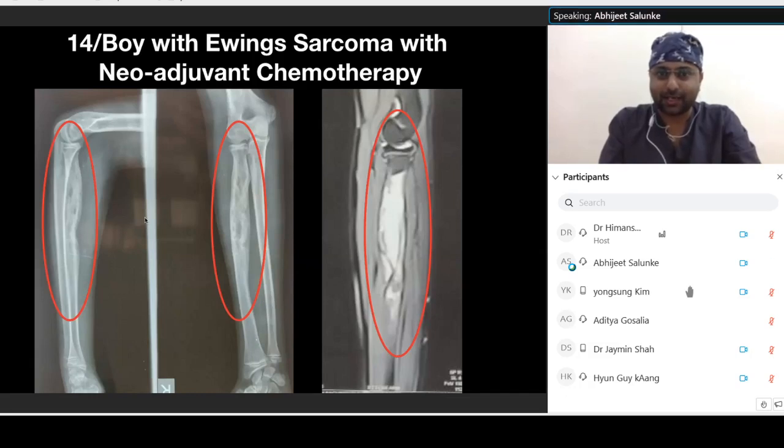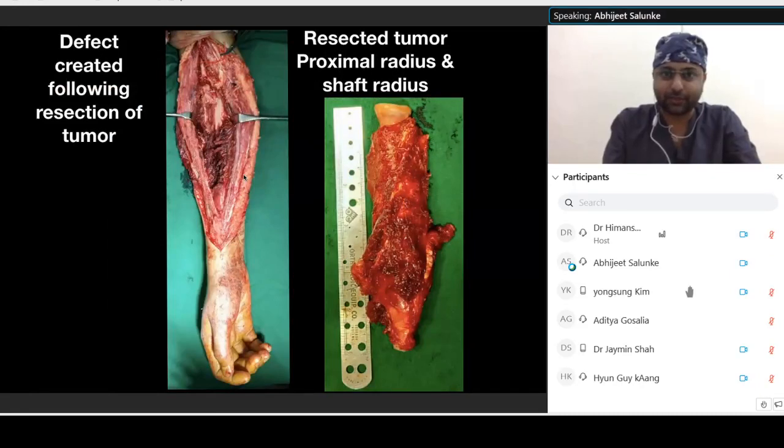So in this case, we again used the ECRT technique for reconstruction of this. We reconstructed the ligament, the annular ligament here. We attached it to the ulna, and we sutured the biceps tendon to the radial tuberosity. So multiple things were done for this patient. So this was a resected specimen with good margins.